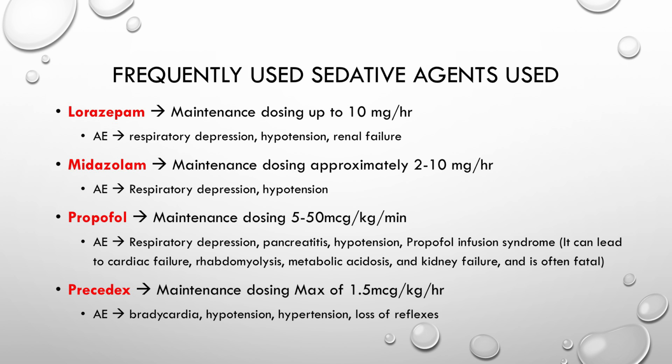You can also use propofol, which is maintenance dosing is 5 to 50 micrograms per kilogram per minute. And this is the one with more adverse events: respiratory depression, pancreatitis, hypotension, propofol infusion syndrome. It can lead to cardiac failure, rhabdomyolysis, metabolic acidosis, and kidney failure, which is often also fatal. These are the people that have been on propofol for a long time. Precedex, it's better than propofol and safer. You can use maintenance dosing of a max of 1.5 micrograms per kilogram per hour. Adverse events include bradycardia, hypotension, hypertension, and loss of reflexes.